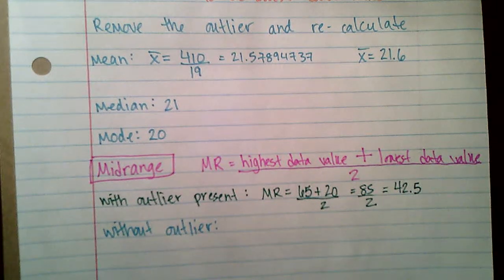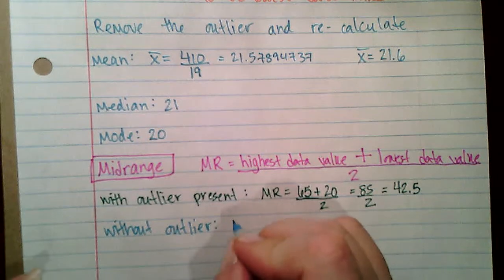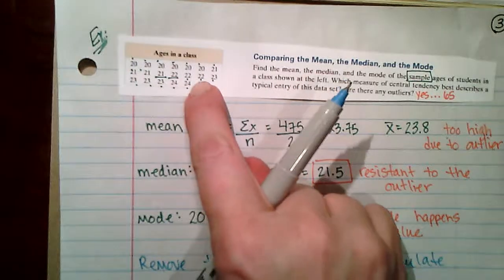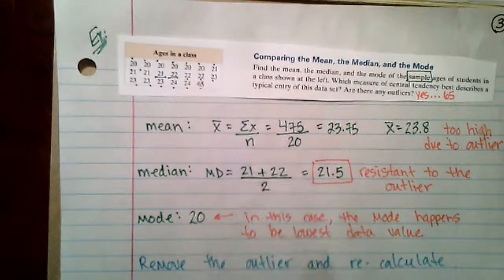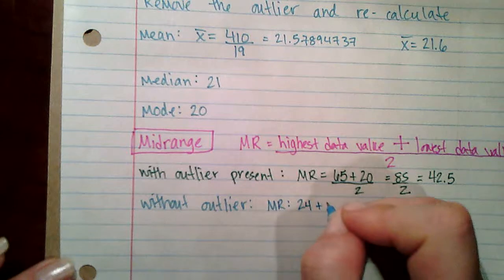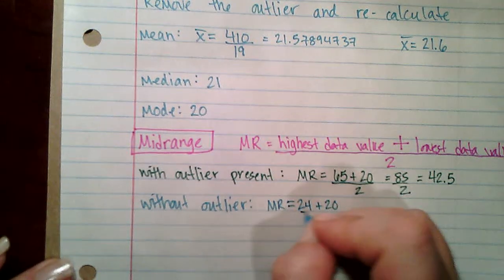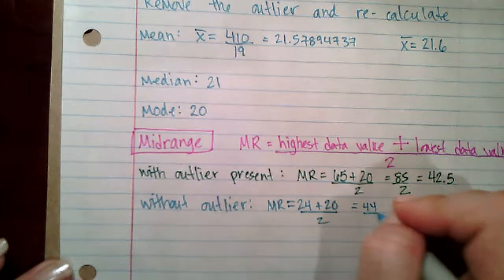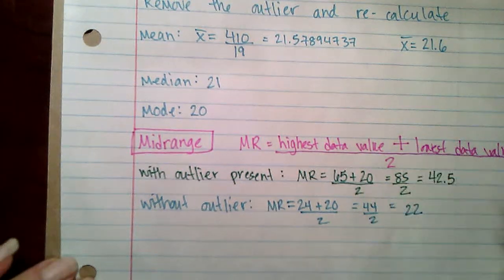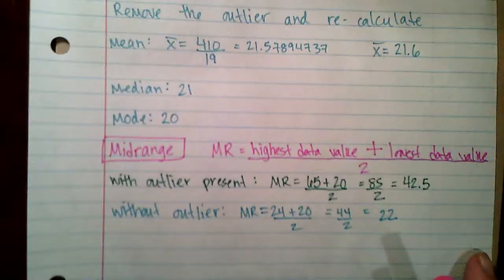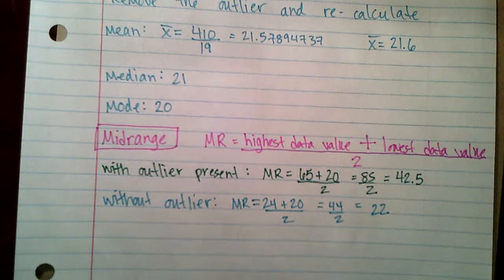Without the outlier, the mid-range would be, let's see, take the outlier off. Now our highest data value is 24, and our lowest is still 20. So 24 plus 20 divided by 2 gives us a mid-range of 22 years. So the mid-range is also going to be strongly affected by the presence of an outlier, since it's using the highest and the lowest data value.